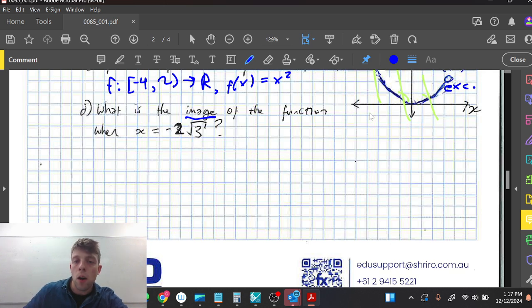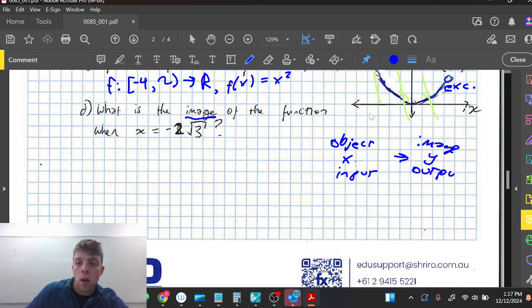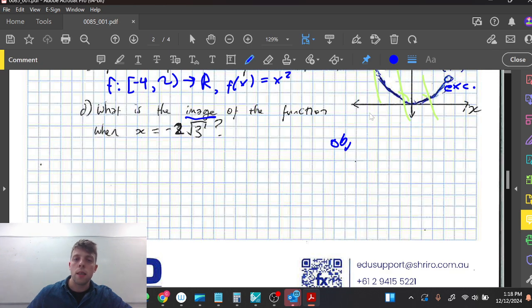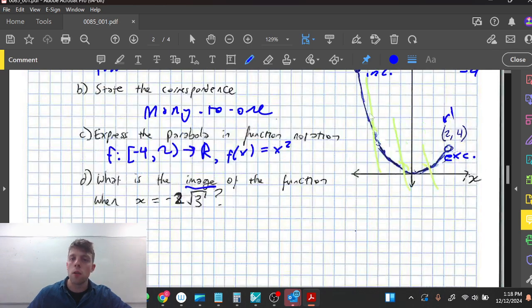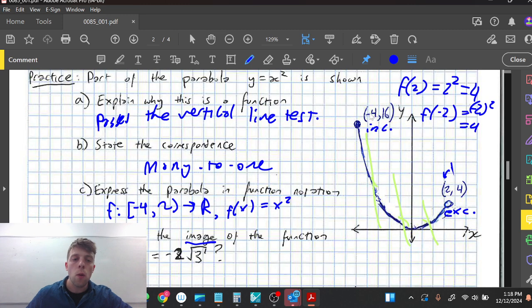Now, in case you forgot, objects, this is known as the input, or the x value, they all mean the same thing. An image means the y value or the output. They also all mean the same thing. So what this question is basically asking us is, what is the output when we put in an input of -2√3 into this equation? Now, firstly, maybe we just need to double check. Are we going to accept -2√3 here?